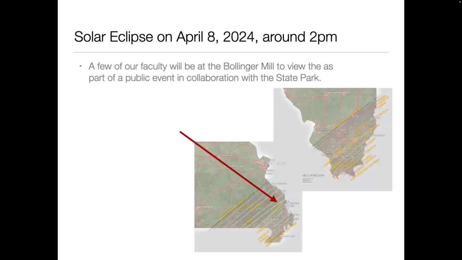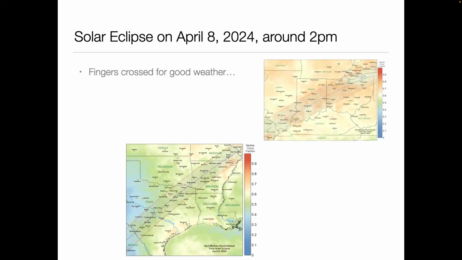Well, first of all, we need good weather. Obviously, we will be crossing our fingers for that. But on top of that, a bunch of our faculty will be traveling down to the Bollinger Mill to give a few talks and participate in a public event in collaboration with the state park, and that should also be very exciting. So if any of you have any questions about that, happy to answer. And certainly we live in a part of the continental US where the cloud coverage can be potentially higher. So we're crossing our fingers for that.